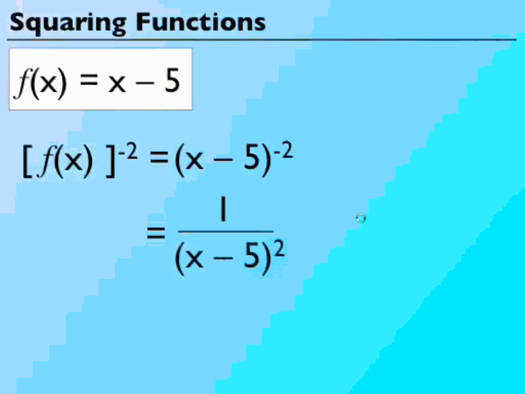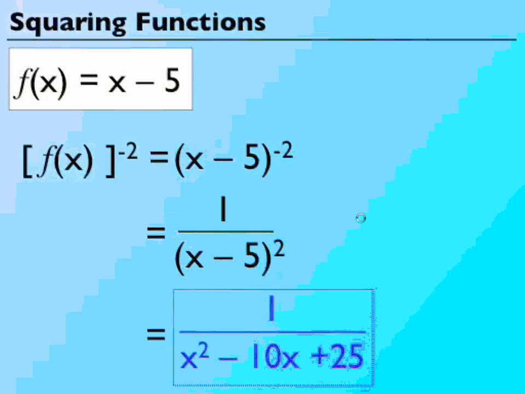All right, now that we've got it down there, it should be fairly straightforward. We are just doing x minus 5 squared, which we did in the last example and got x squared minus 10x plus 25. Only now it stays down there in the denominator of this fraction.